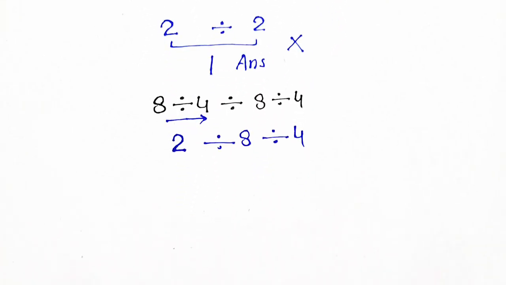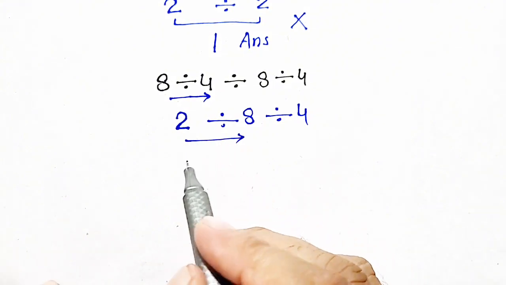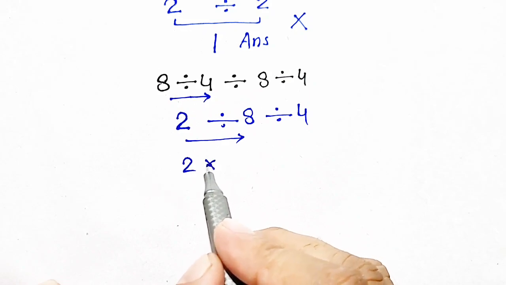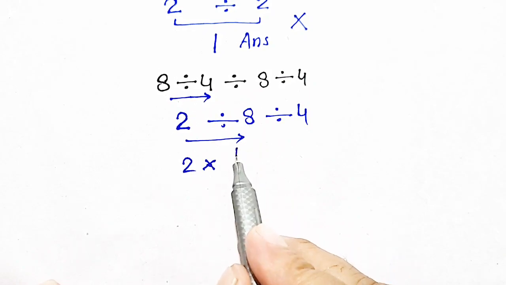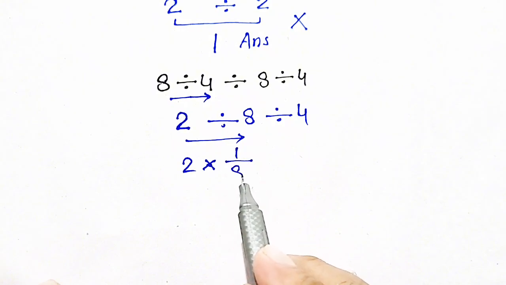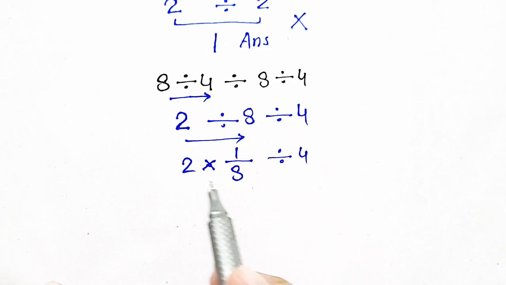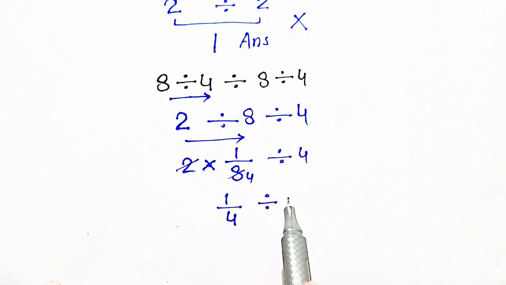So, again, we have to move from left to right. So 2 as it is. Divide is changed into multiplication, and 8 is flipped. So we will get 1 by 8. Divided by 4 will remain unchanged. 2 and 8 are cancelled, so we will get 1 by 4 divided by 4.